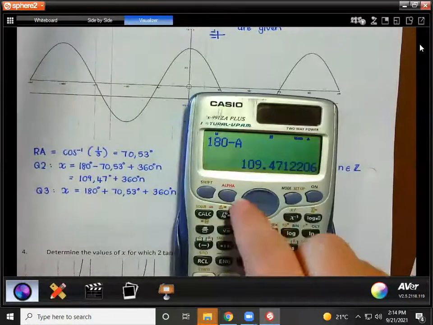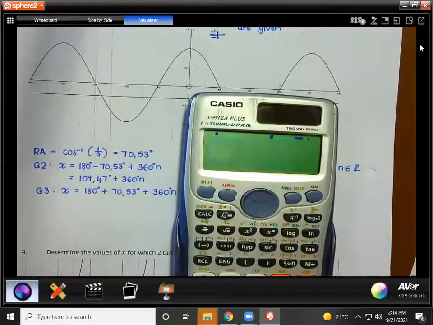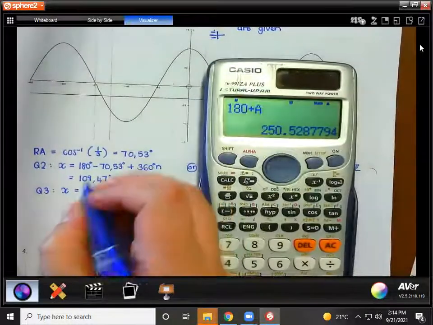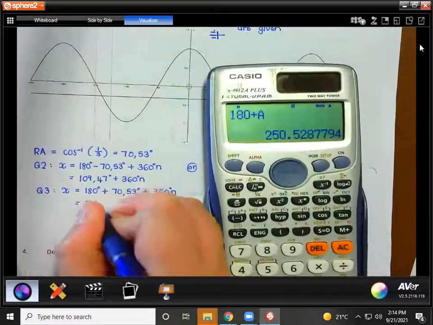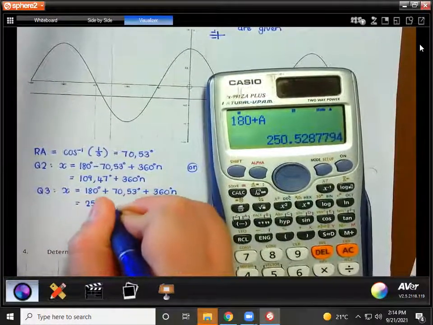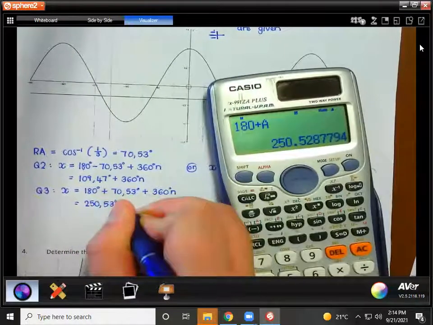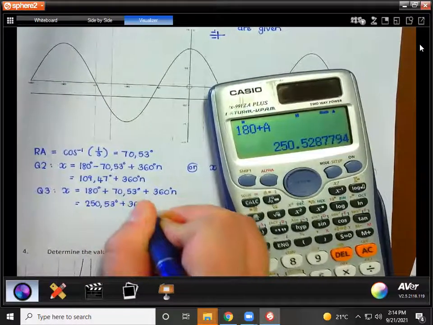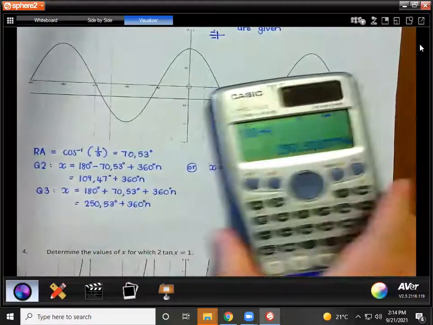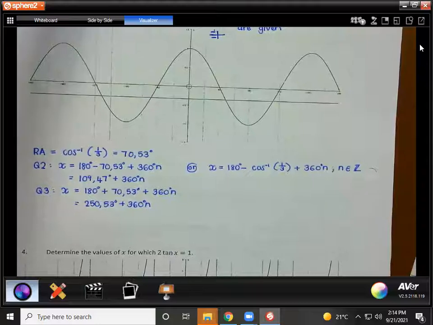Okay, now we're going to say 180 plus a, and we get 250. I suppose I should have been able to do that in my head, but anyway. 0.53 plus 360. And that's it. That's the end.